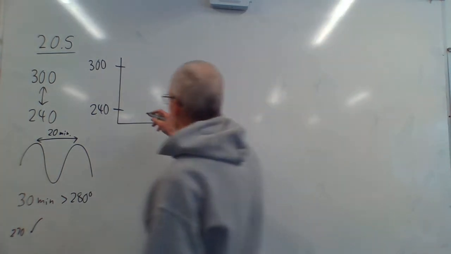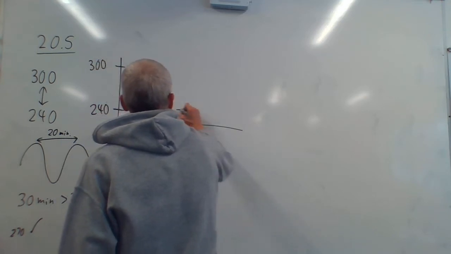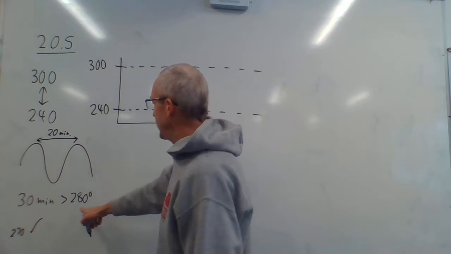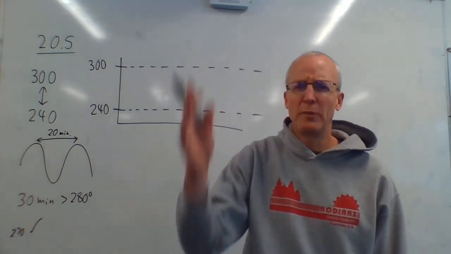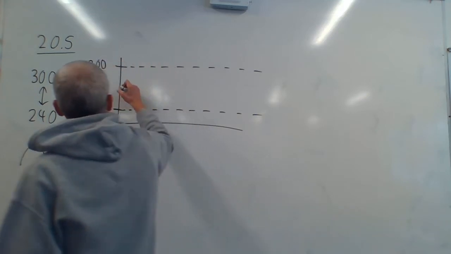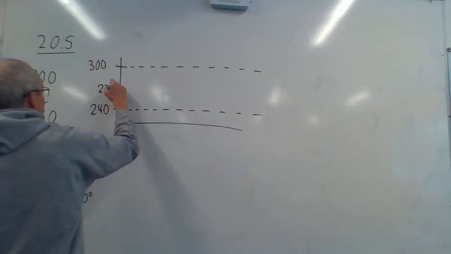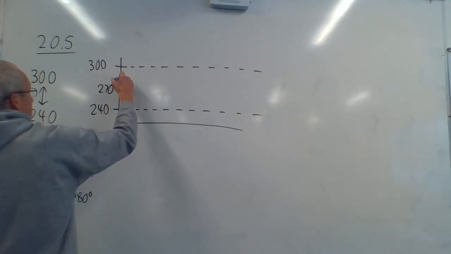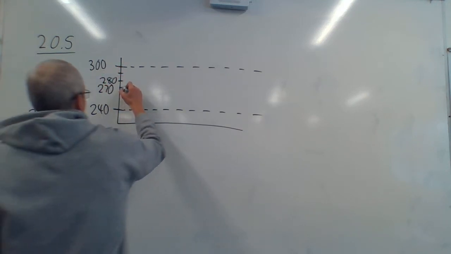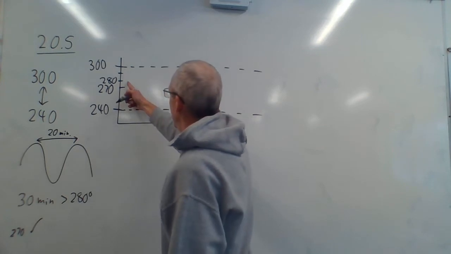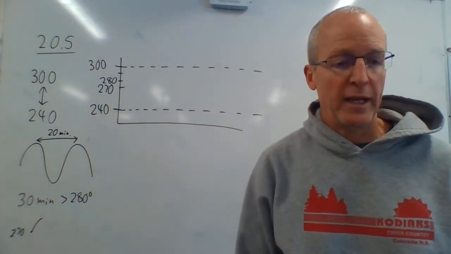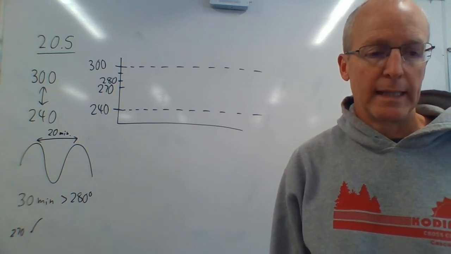Now, we put our lines here, our dashed lines. And we need to have 30 minutes above 280. So we're going to need a whole bunch of cycles, right? Because we got to be above 280. So 270 is in the middle. So let's put our 280 in. That's 1/3 of the way. So 280 is right there. So we got to be above 280 for 30 minutes. So we might need a lot of waves in here. And it waves every 20 minutes.